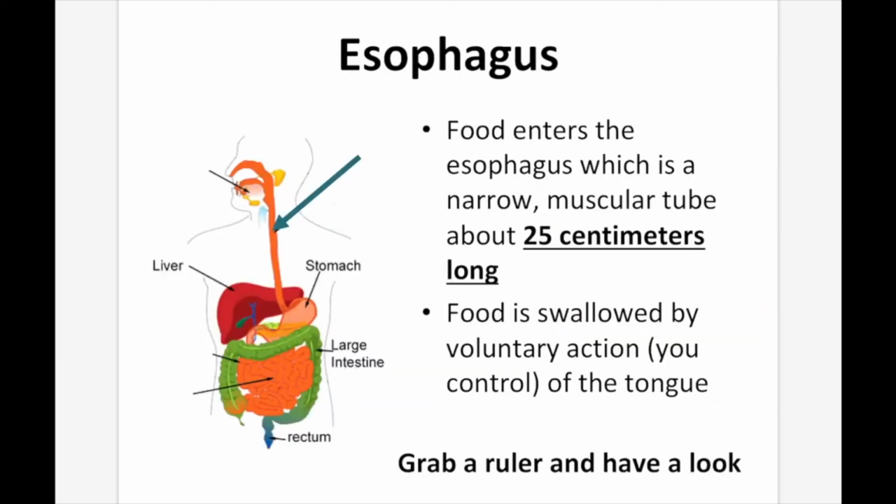Esophagus. So our food enters the esophagus, which is a narrow muscular tube, which is about 25 centimeters long. Food is swallowed by voluntary action, so it's something that you control using your tongue. And you can actually measure how long it is. So if you take a ruler and put it just underneath your chin to about midway down your body, that's about how long your esophagus is. So about 25 centimeters, so just under a foot long.